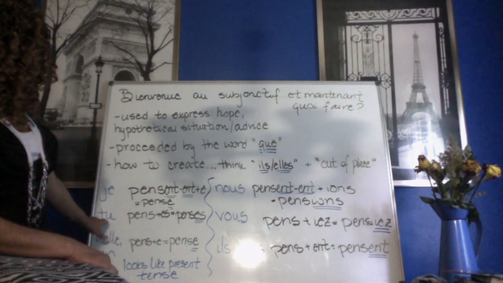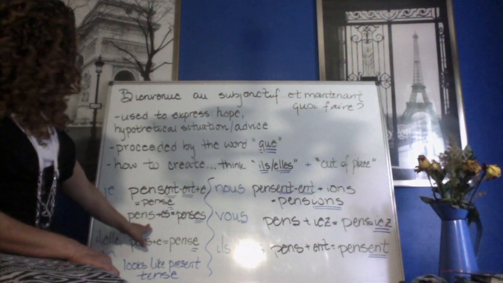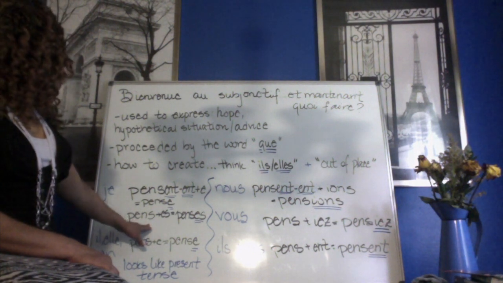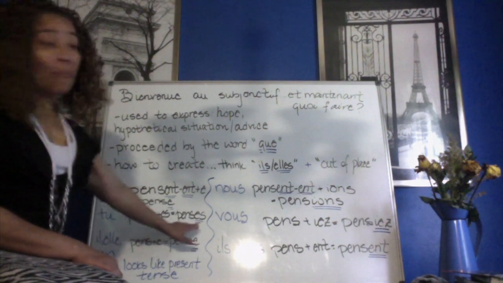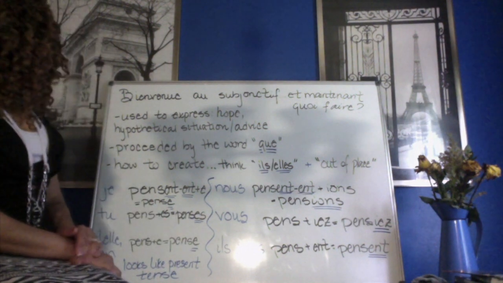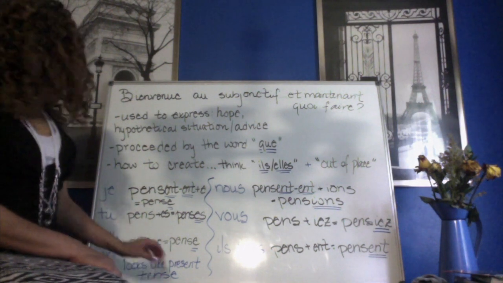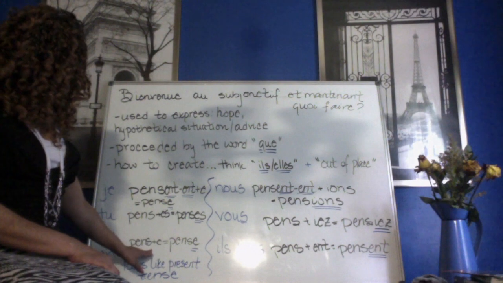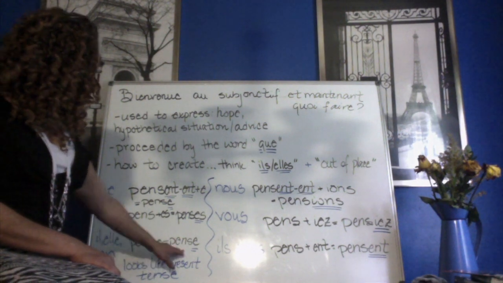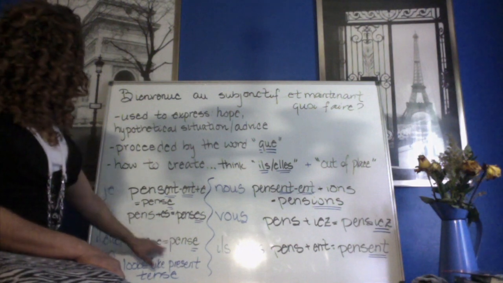And then I did the same thing here for tu, except you're not seeing me remove the ENT. I just simplified it and added ES. So that becomes tu penses, right? And then for il, elle, and on, I did the same thing. I simplified it again where I just took the P, E, N, S and I added the E and it becomes pense. You're like, wait a minute. Pense, pense, and pense. This looks so familiar.